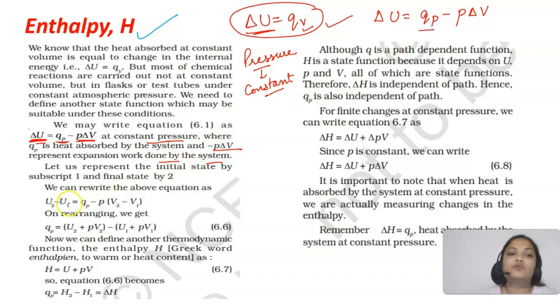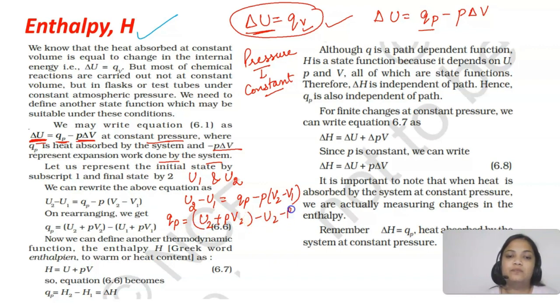Now let's say there are two states, initial and final, so the internal energies will be U1 and U2 respectively. To find the change, U2 minus U1 will be QP minus P times V2 minus V1. Now you have to arrange the terms. We take QP to one side, and it will be U2 plus PV2 minus U1 plus PV1. This thing that we are getting, U plus PV, we define as another function, which is your enthalpy.